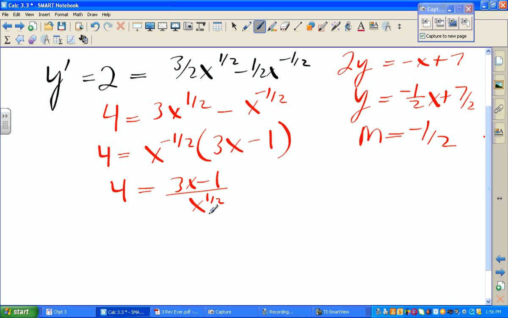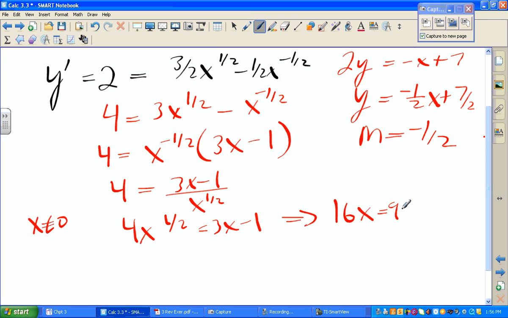Multiply over the x and 1/2. First of all, you know x can't equal 0. And now you have 4x to the 1/2 equals 3x minus 1. Okay, I can square both sides. 16x equals 9x squared minus 6x plus 1.